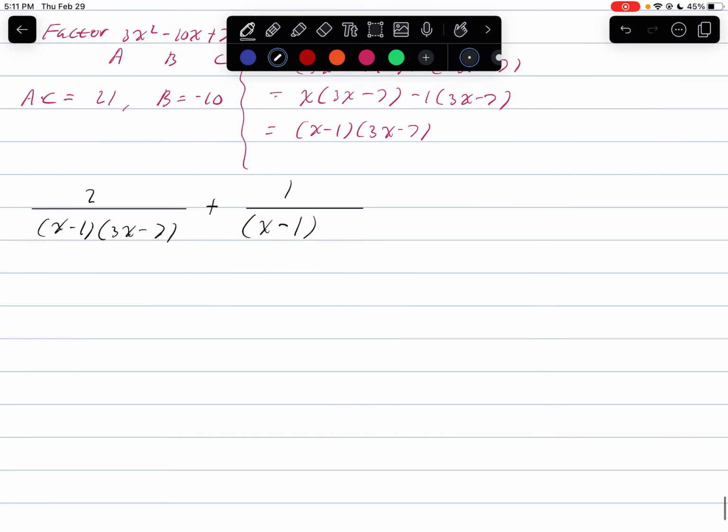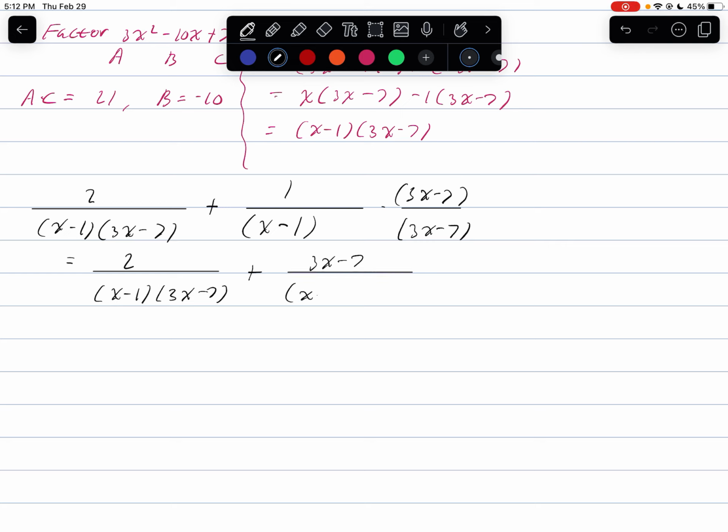Okay, and you'll notice all we're going to have to do here is our cross multiplication, where we just multiply this term by 3x minus 7 over 3x minus 7, and that should give us a common denominator here, right? So we'll have 2 over x minus 1 times 3x minus 7. Okay, and then we'll have 1 times 3x minus 7, which is just 3x minus 7, over x minus 1 times 3x minus 7.